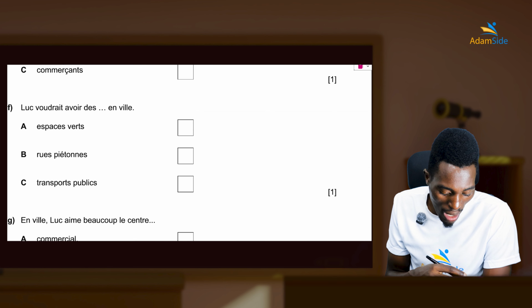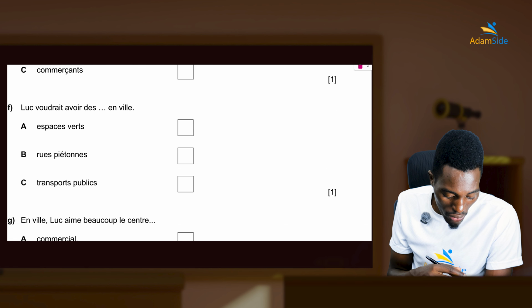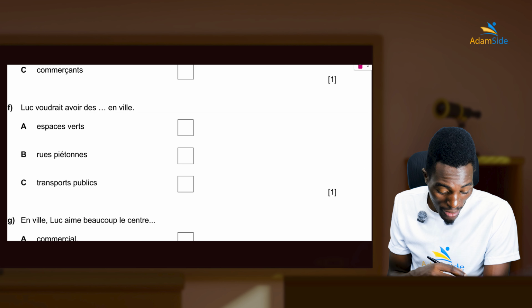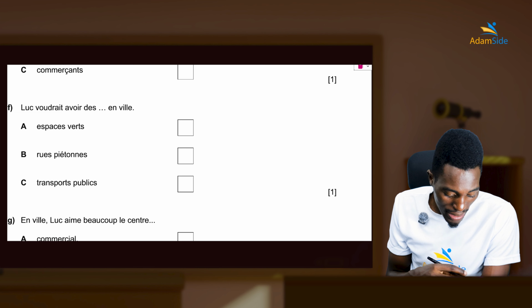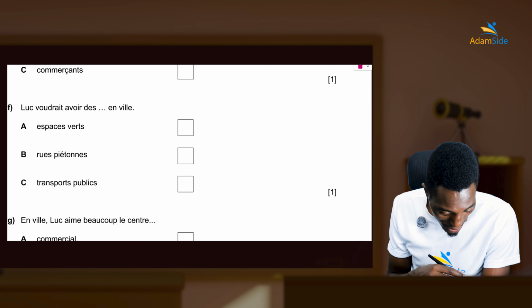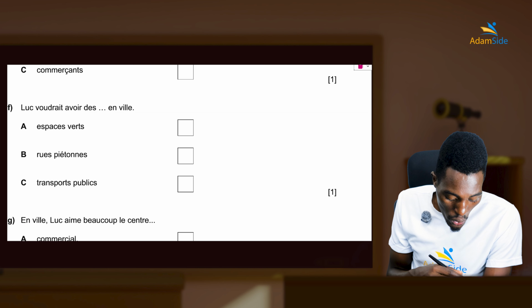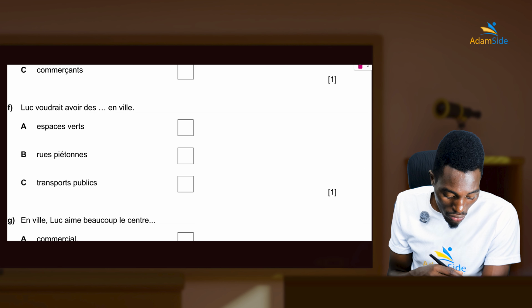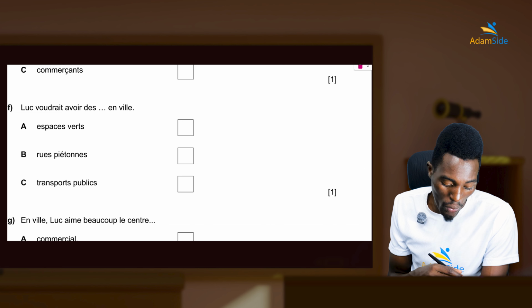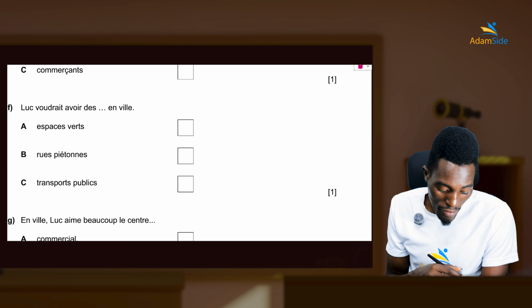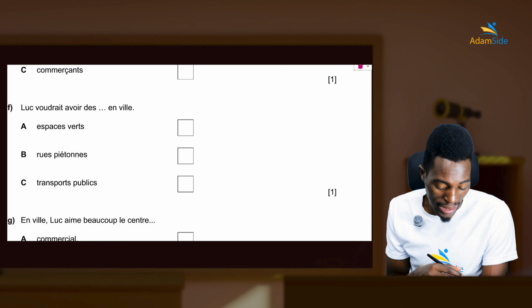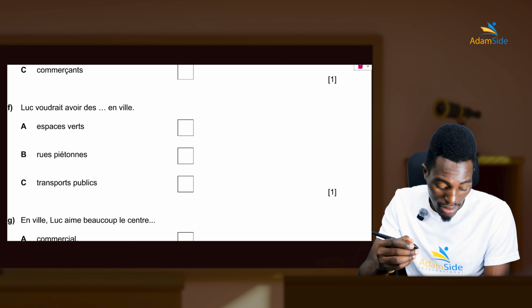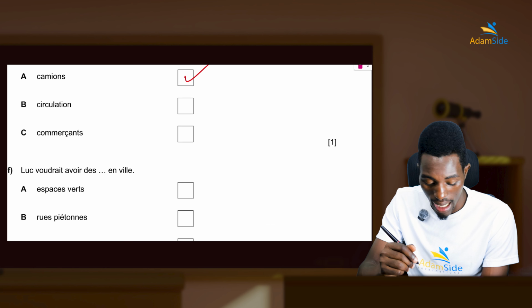Then number F. Luc voudrait avoir des en ville. Luc would like to have dash in town. So we have to go to the text and find what Luc would wish to have. A. Espace vert, lieu piéton, transport public. So if we get back to the text, we will get an answer.